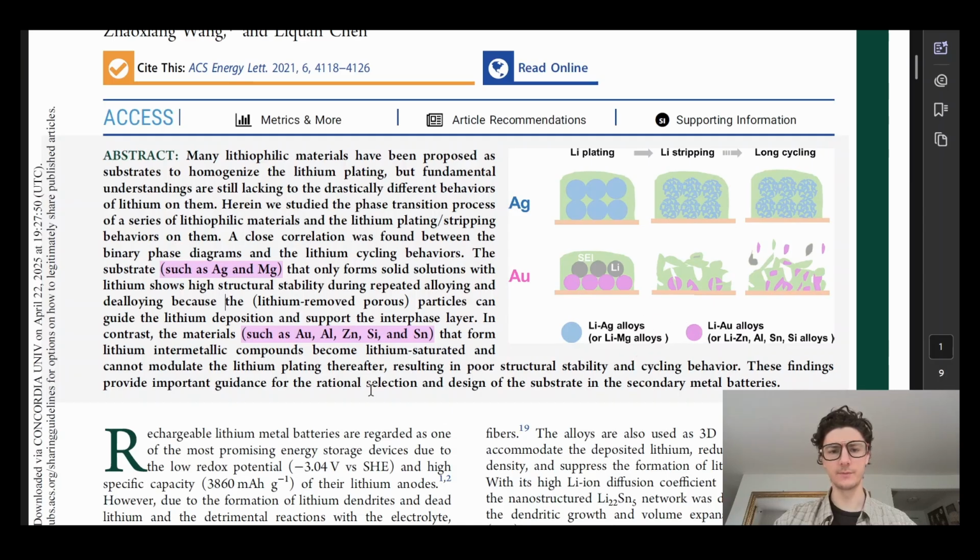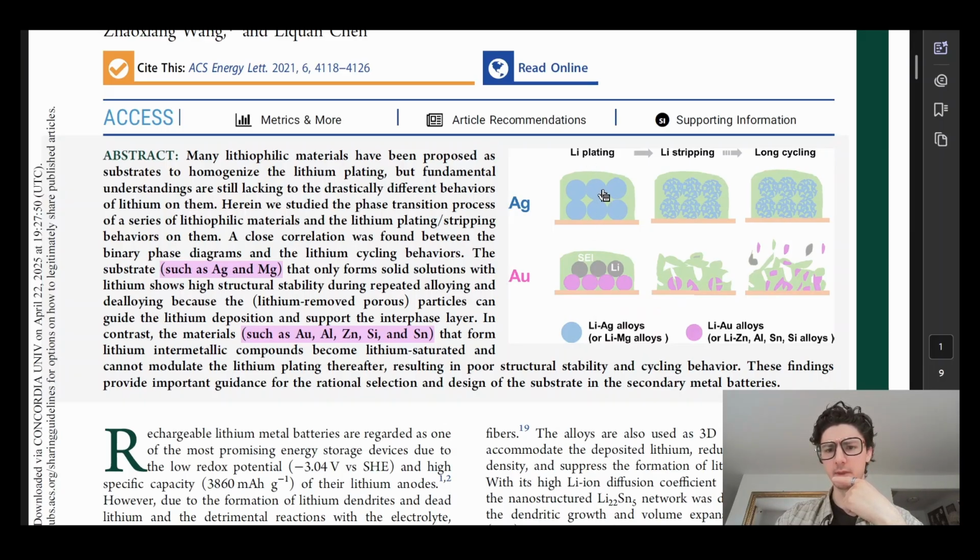Here they have a little picture, and then they show that their experiment distinguishes between these materials. So let's take a look at this picture here. Lithium plating, lithium stripping, long cycling. Ag, silver, I'm assuming these little blue circles are silver. And then Au, this is gold. I'm assuming these little purple spheres are gold. And then here they write lithium, SEI, solid electrolyte interface.